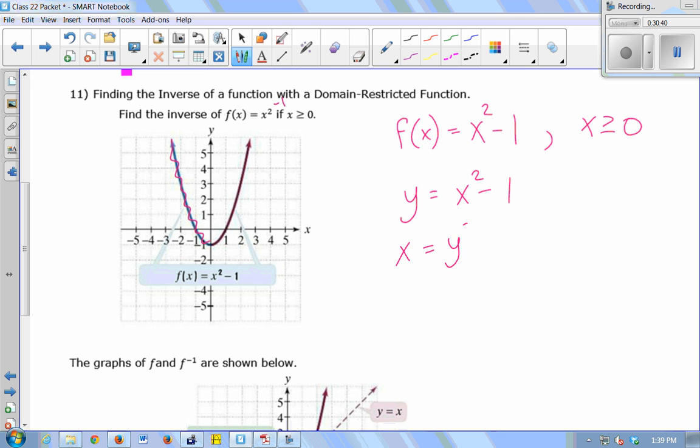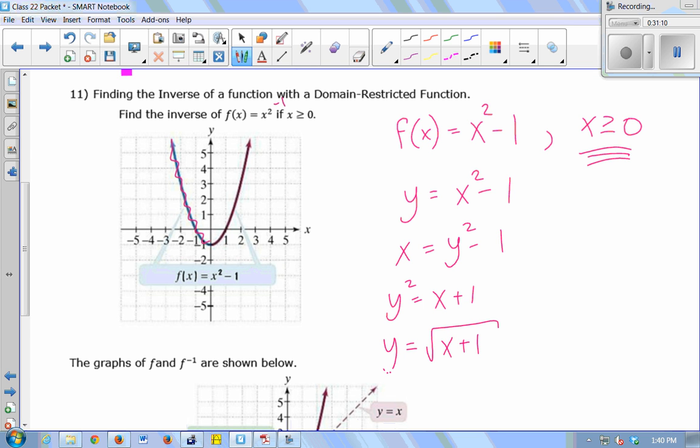Swap the x's and the y's. Solve for y. y squared equals x minus 1. And y equals the square root of x minus 1. Yeah, thank you. Plus 1. And this time I don't have to put a plus or a minus because why? Yeah, because I'm only doing the positive x's, right?